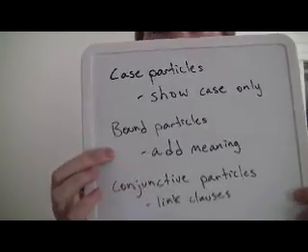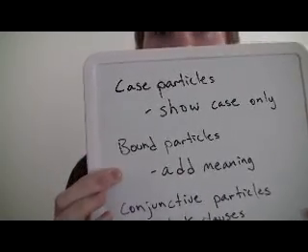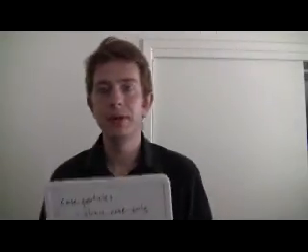And wa is also a bound particle, and it also adds meaning. But the important thing to remember about wa is it's the opposite of mo. If mo is inclusive, I don't want to say wa is exclusive, but kind of. Think of it this way: mo is plus, wa is minus, and ga is neutral. Ga doesn't add any meaning. It's just telling you the subject of a sentence.